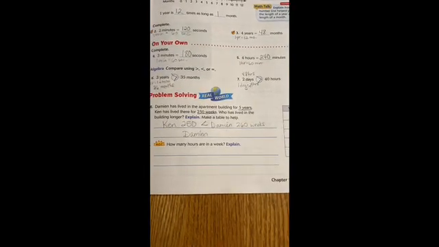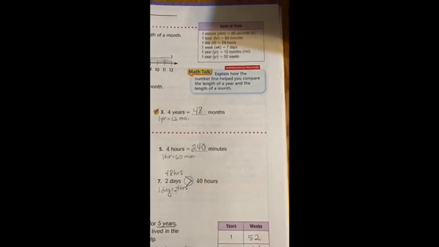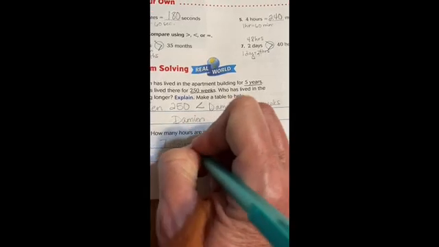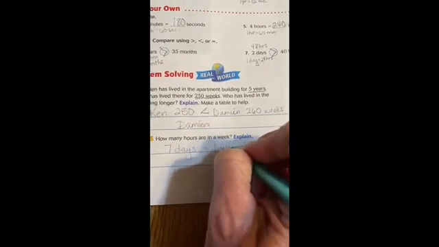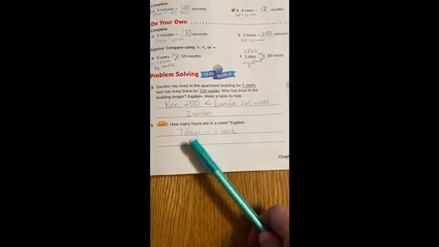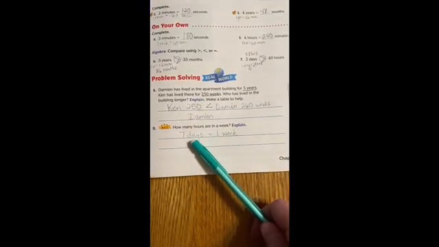And last but not least, how many hours are in a week? So you have to do this in a couple different parts. So first of all, I need to think about, well, how many days are in a week? 7 days in 1 week. So 7 days equals 1 week. Then we have to think about, well, how many hours are in 1 day? So 1 day equals 24 hours.